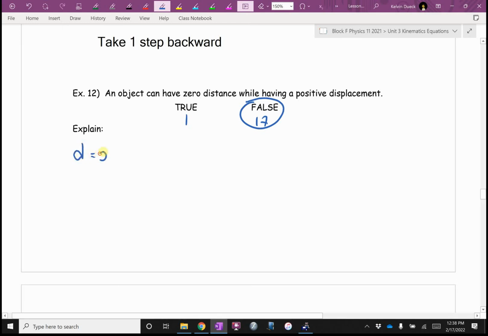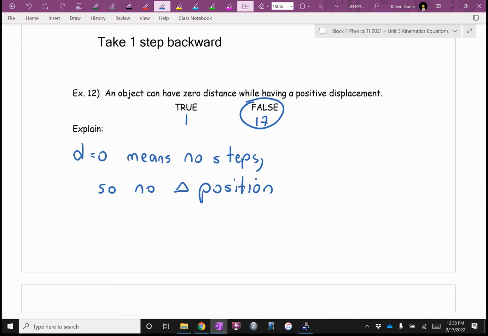D equals 0 means no steps, comma. So no delta position. What's delta an abbreviation for? If you can write the word change in if you want to, but hopefully I've told you that I do tend to abbreviate. We're going to use that.